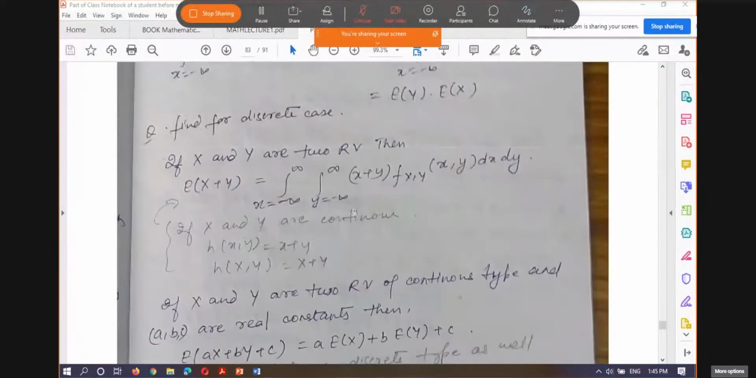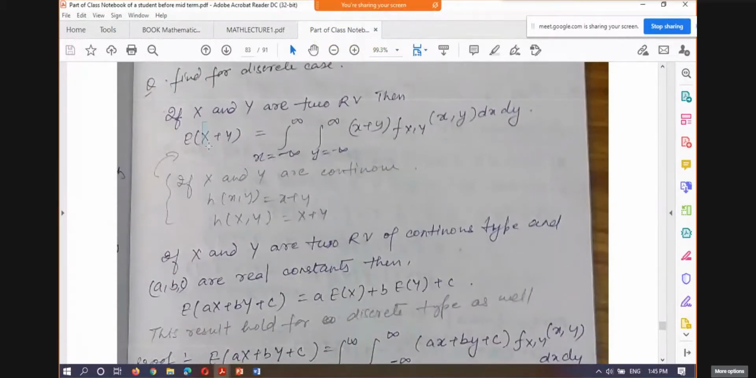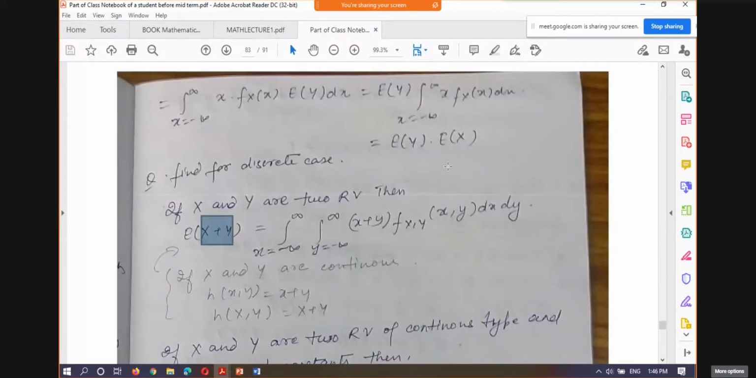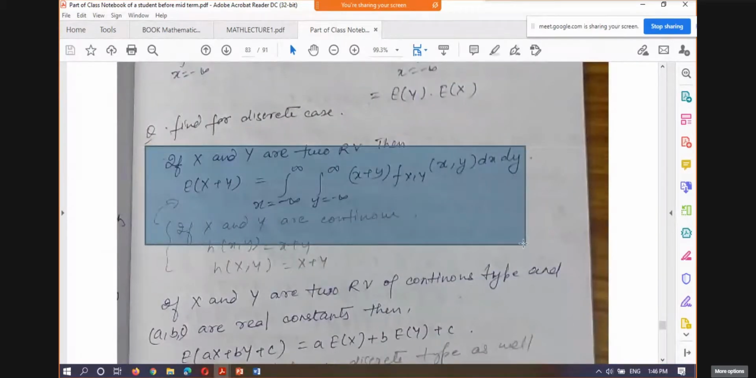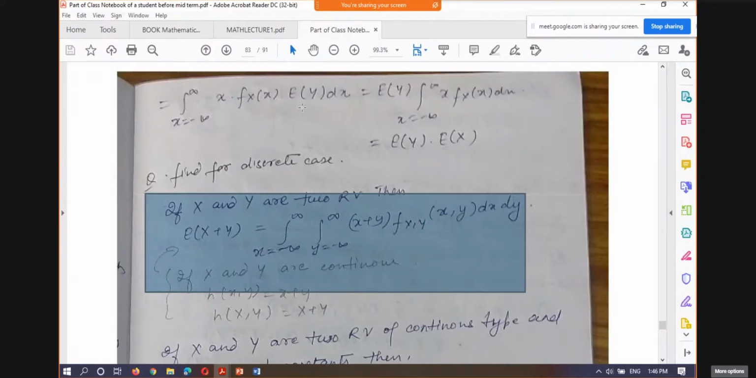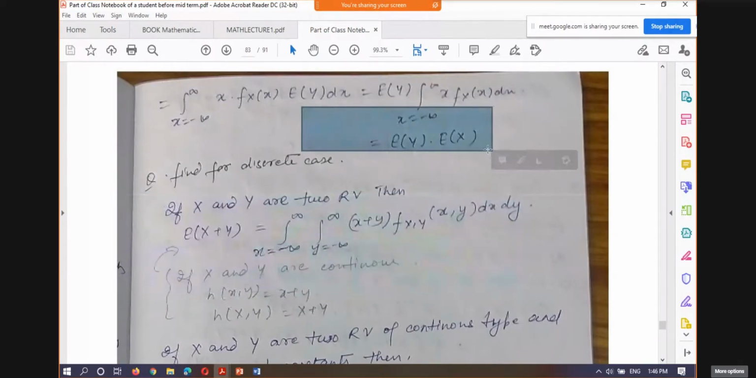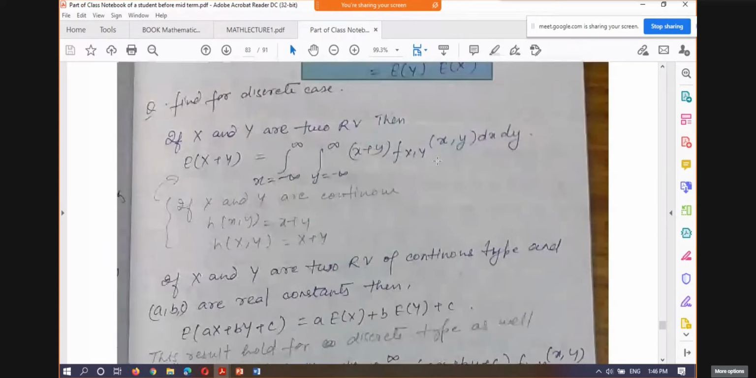You try that one yourself. Now we try to find the expectation of x plus y. We have already calculated the expectation of x into y for the case when x and y are independent. But in this problem we are not assuming x and y are independent. It means they are two general random variables and we don't know whether they are independent or not. So this result is true for any kind of random variables, whereas the earlier result is true only when the random variables are independent.